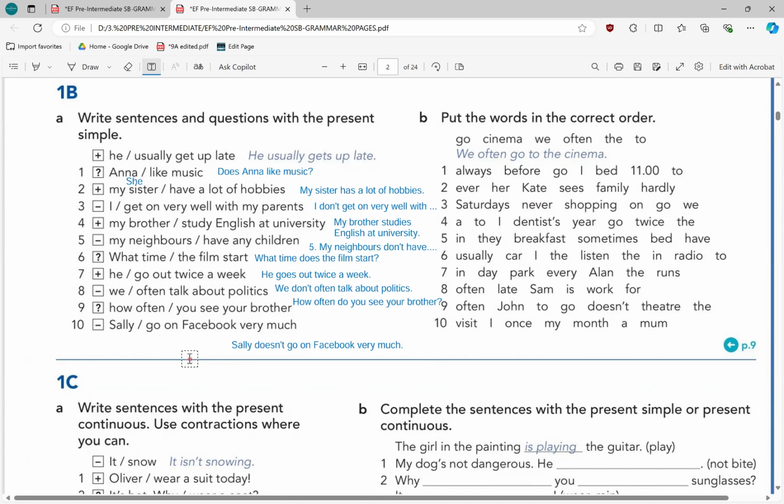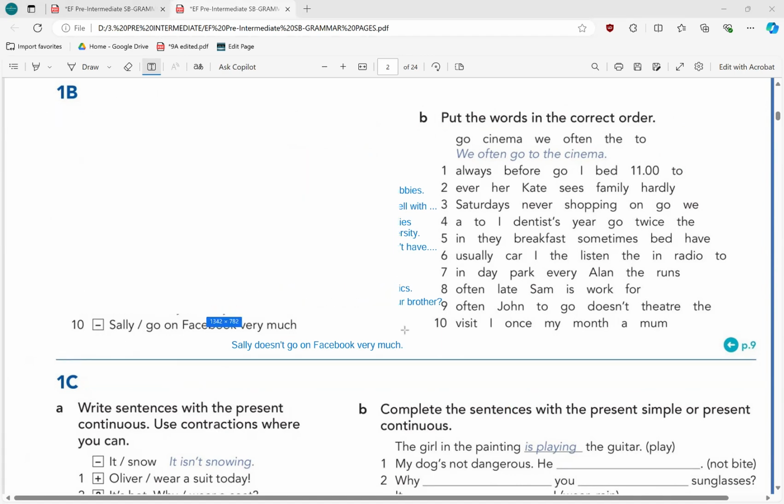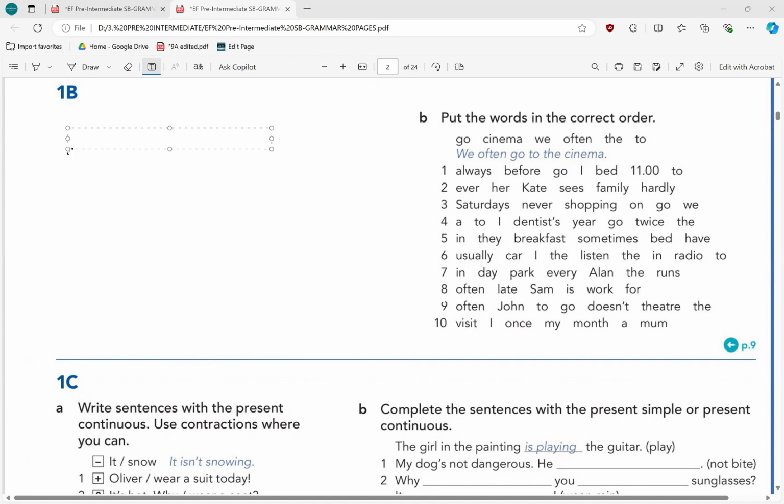Now we're going to tackle B part. Exercise B is asking us to put the words in the correct order. Okay, we're going to do that. I'm going to make some space here so that we can write our answers on the left side. Okay, we're good, I think. The first one: always, before, go, bed, 11, too. So I, obviously, is the first, the subject. Now here go, but there's always. Always is a frequency adverb and it comes before the verb, we said, right? So I always go.